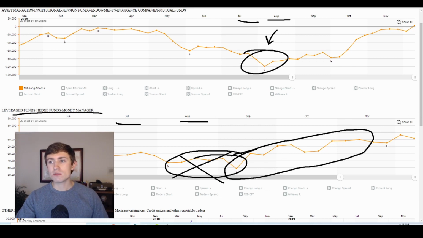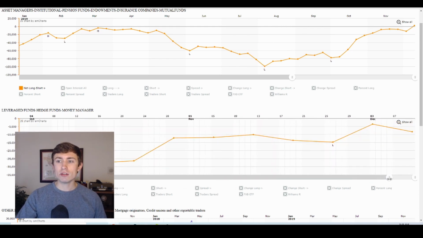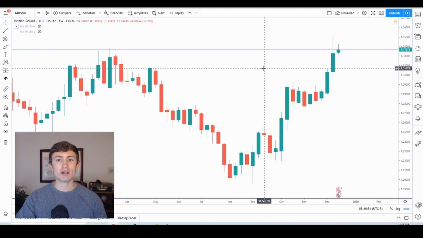But I want to show you guys what's happened most recently, and this is why I'm making this video, really. Take a look at this. You can see that leveraged funds have decreased their long positions most recently. Due to this data, you can see that we did have a decrease in the net long and short positions by leveraged funds. Now, this could be an interesting thing, because you can see that price on GBP/USD does look a bit stretched here. Again, this is the weekly chart.